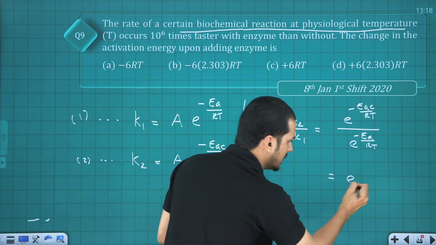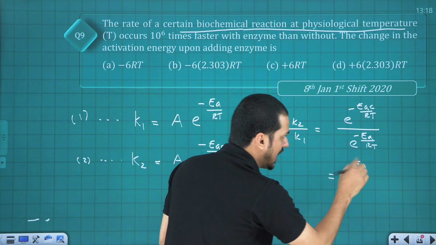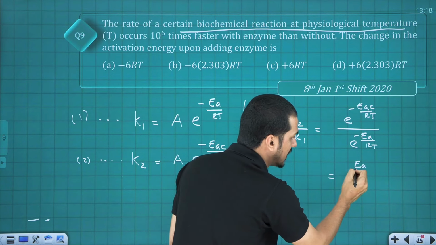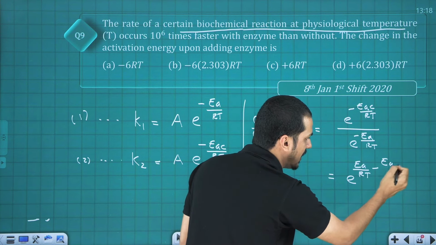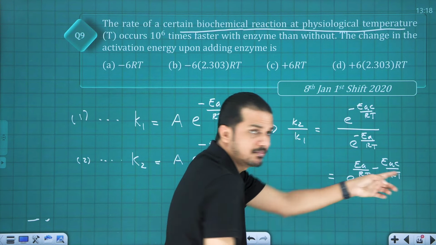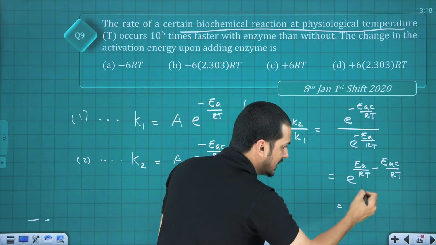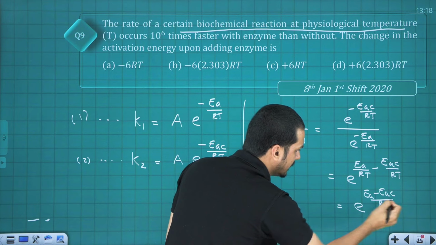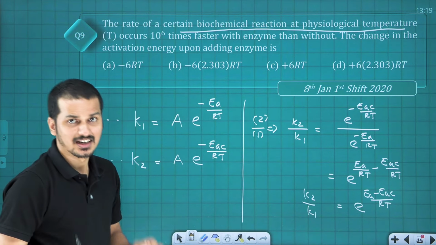So how will it become? E raised to, since it is going to the top, EA by RT and minus EAC by RT. Both have the same denominator, so I can write it like that, EA minus EAC by RT. That's equal to K2 by K1. Clear, dears?